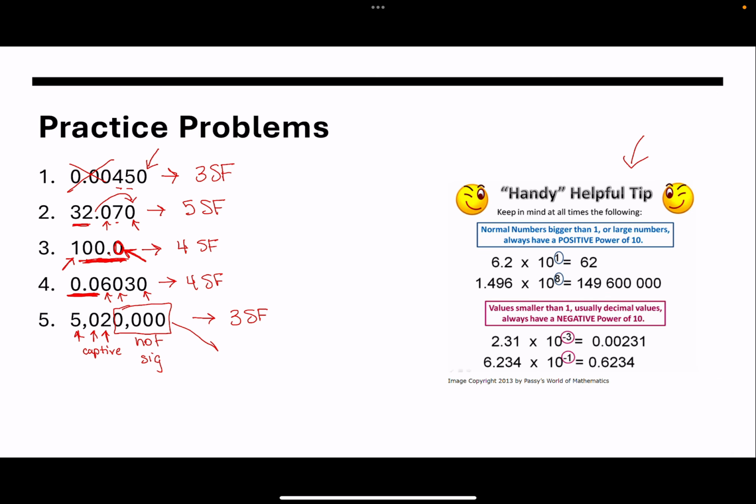You could also take this number and turn it into scientific notation, which, if you remember your rules of scientific notation from math or high school or whenever, or you use this chart over here, you know that this number would be 5.02 times 10 to the fifth. It's a positive exponent because it's a large number.